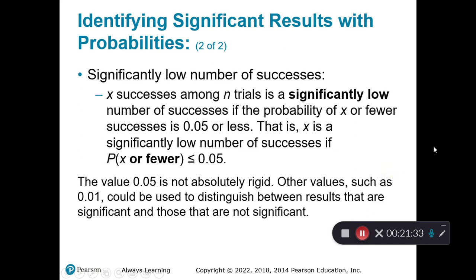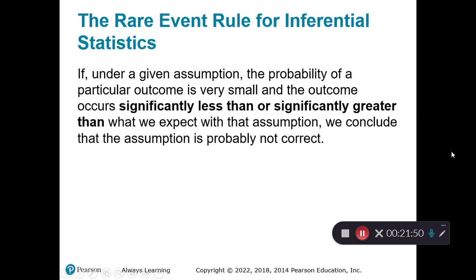On the other end, if we want to find values that are significantly low, we can add the probabilities of having that number or fewer. And if that sum is less than 0.05, then we say that those results are significantly low. How we interpret these probabilities is as follows. If under a given assumption, the probability of a particular outcome is very small, and yet the outcome occurs significantly less than or significantly greater than what we expect with that assumption, we conclude that our assumption is probably not correct.